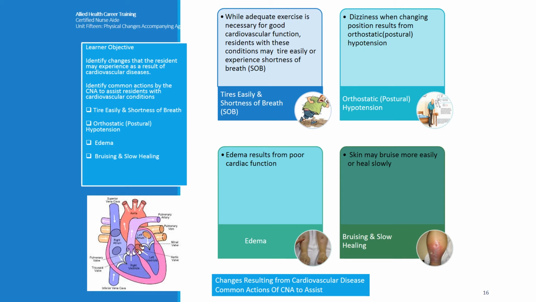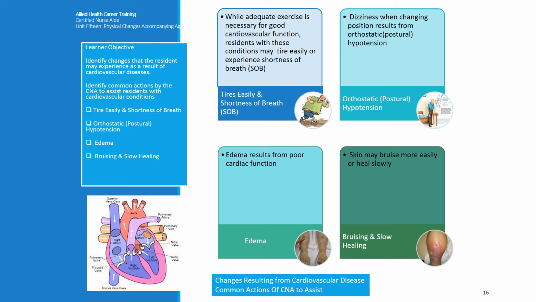So, some different changes that will result from cardiovascular disease. These residents may tire easily or experience shortness of breath, no matter what kind of cardiovascular disease they have. Generally, a pacemaker is not going to make them short of breath. Generally, a pacemaker is actually going to make them less short of breath because their heart's functioning as normally as possible now. But especially that congestive heart failure, and if you're having a heart attack, you're going to be short of air or short of breath, tire easily.